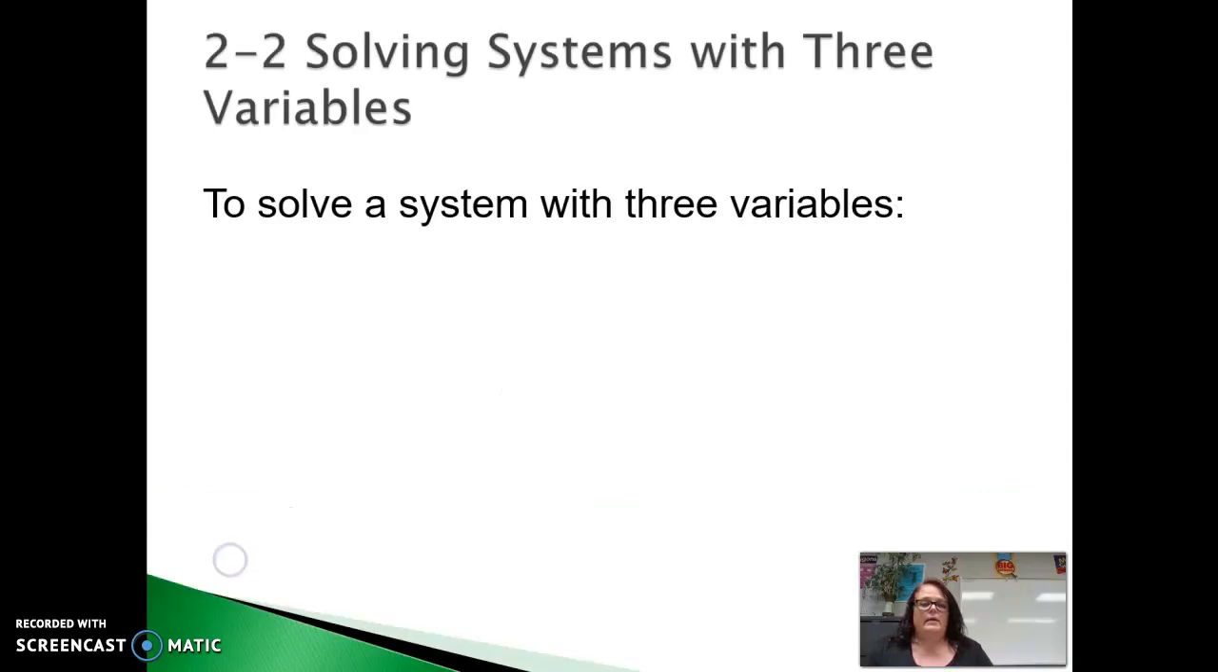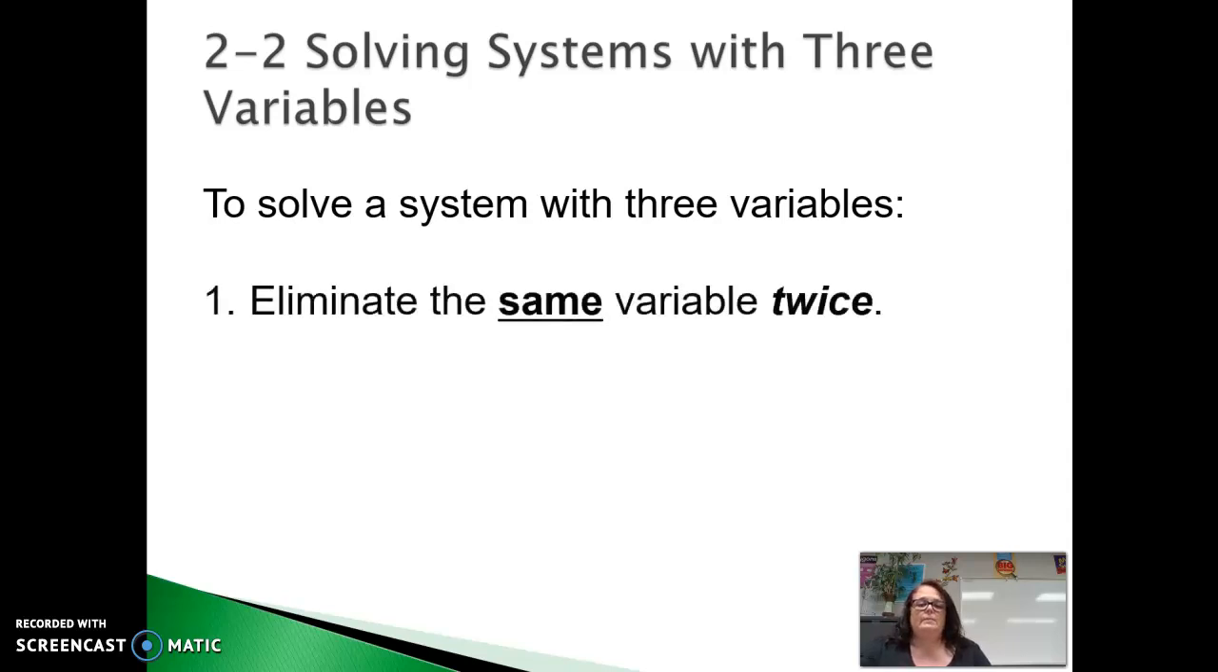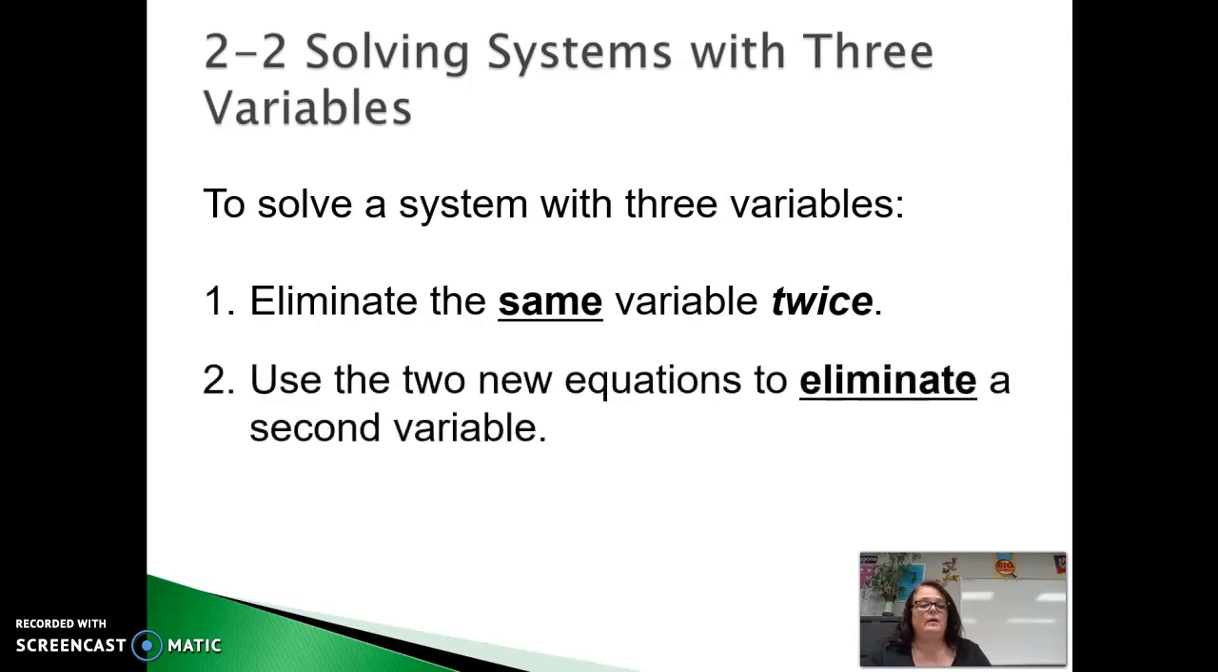All right, so there are 3 steps to solving systems with 3 variables. The first step is to eliminate the same variable twice. And so once you pick x, you stick with x 2 times, or y or z. It doesn't matter which one. The second is you're going to use the 2 new equations that you get, having eliminated the same variable twice, to eliminate a new variable.